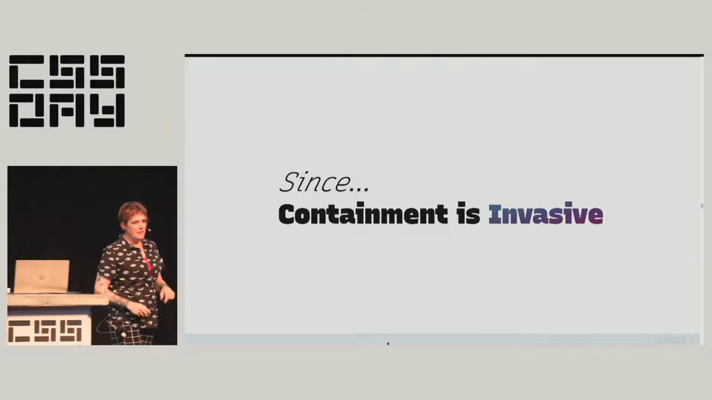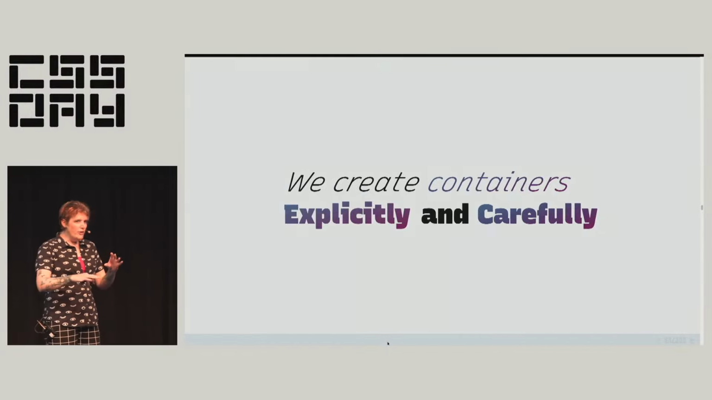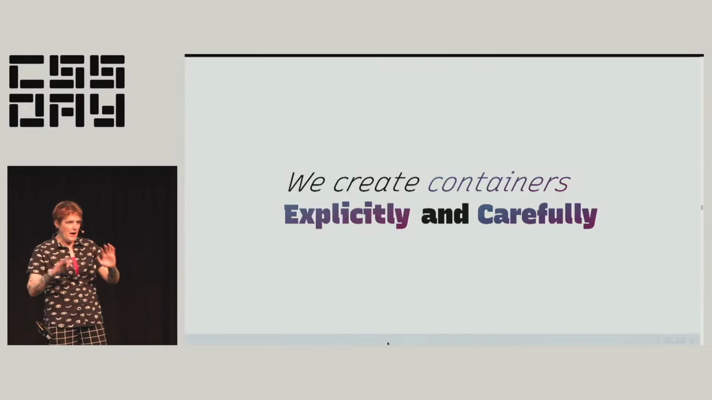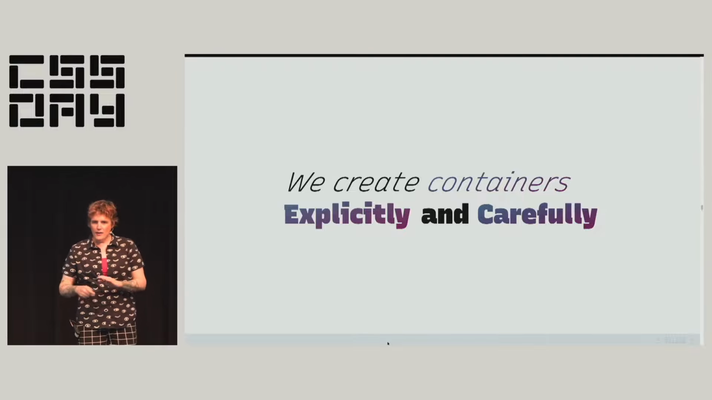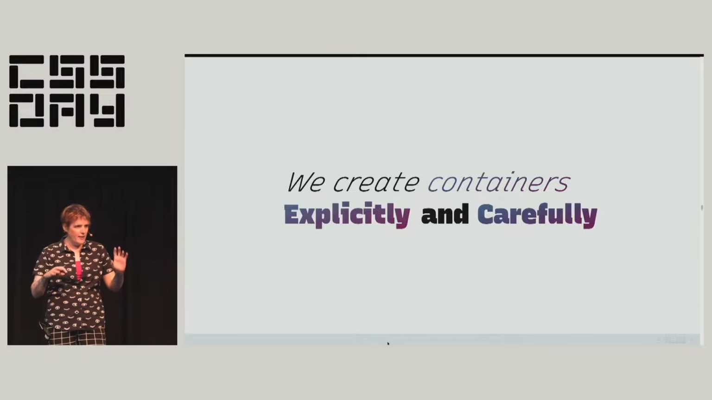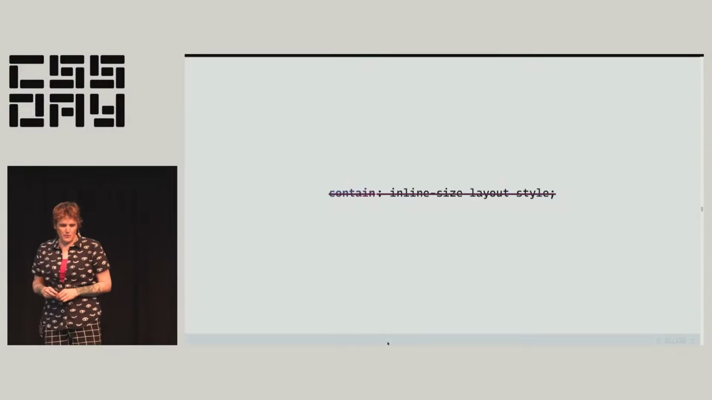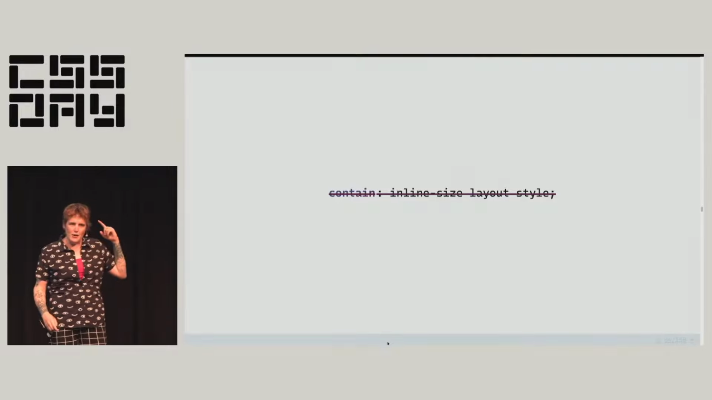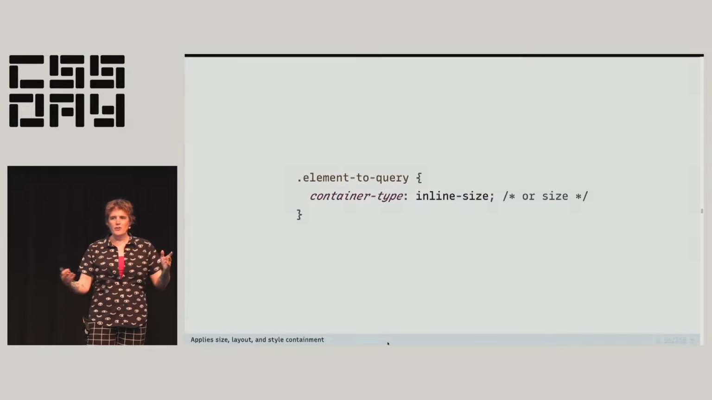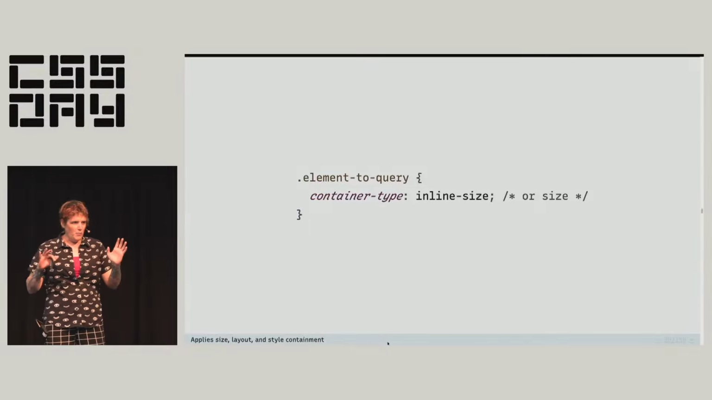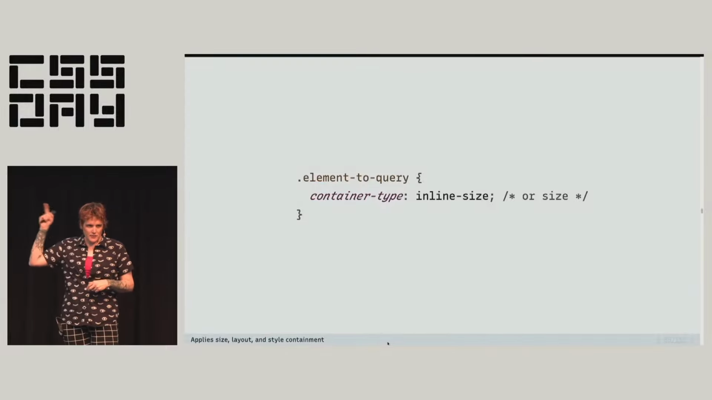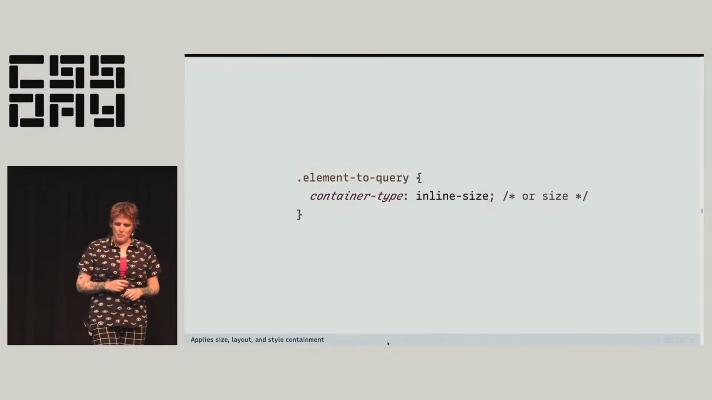So because containment is this invasive, we only create containers explicitly. There's no containers created for you. You have to decide what can be a container so that you can lock down these certain things, work around that, and do the measurements that you need. But you don't have to remember all of the individual contain properties. You don't have to go directly into contain, inline size, layout, style. Instead, you can just set a container type, and the browser will apply the proper containment for you. So you can just say container type inline size in most cases, or in some cases, container type size.